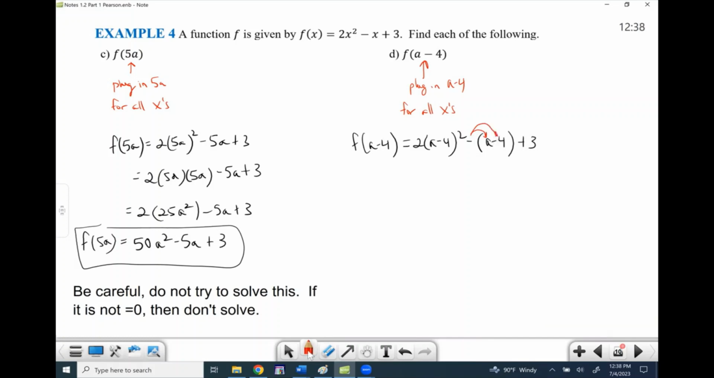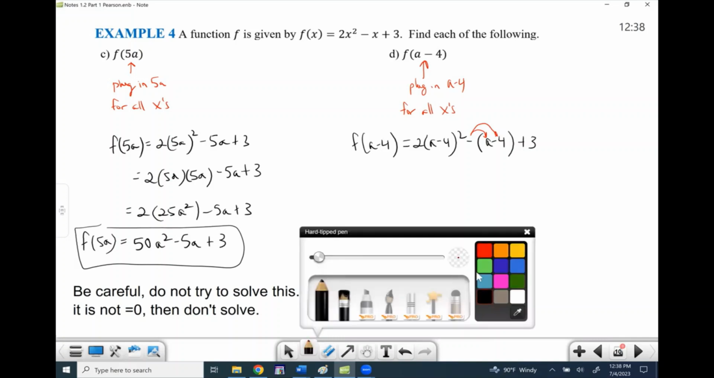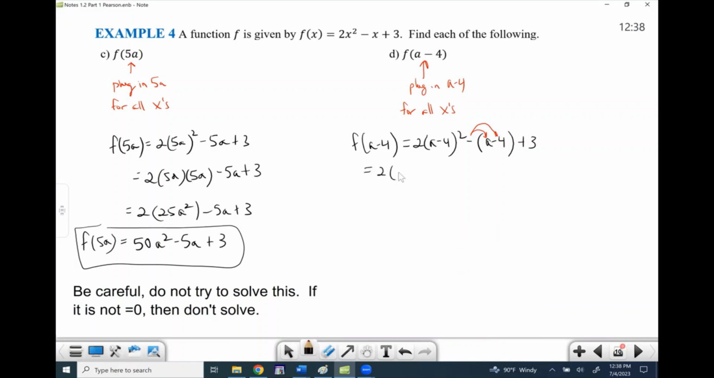Okay. All right, now remember, exponents come first. So I'm going to have 2, but then I have a minus 4 times a minus 4. See, if you don't have those parentheses, you guys, you'd have the wrong sign on the 4. So important that we have those.